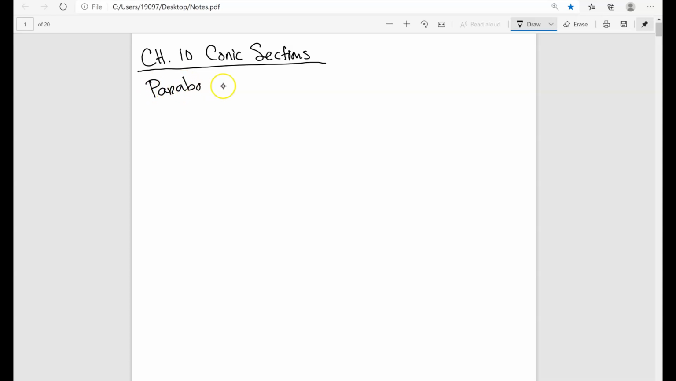And basically what you want to know about conics is that there are three different types of conics that we're going to talk about in this class. So parabola is the first one, ellipse is the second one, and then hyperbola is the third one. So these are going to be really important, especially the parabola for Calc 1.